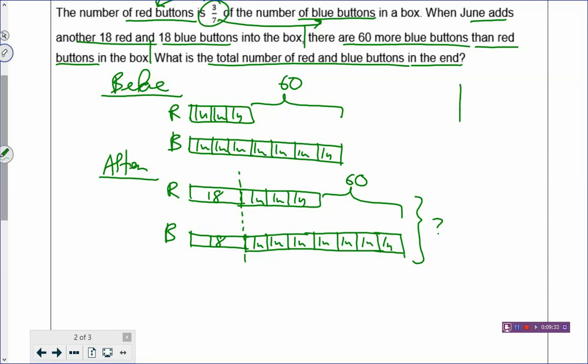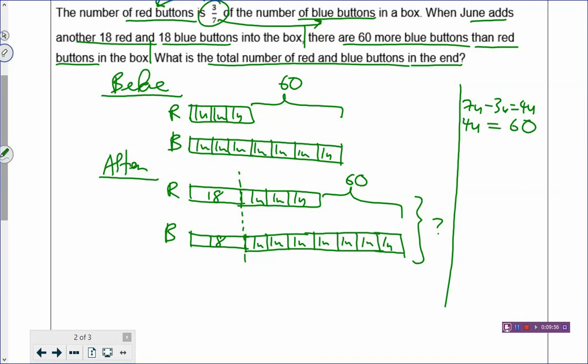Okay, so you have the blue has how many at first? You have 7 units of blue and you have 3 units of red. So you have 4 units more blue than red at first. And that 4 units is your difference. Okay, your 4 units more. So your 4 units more is 60, right?